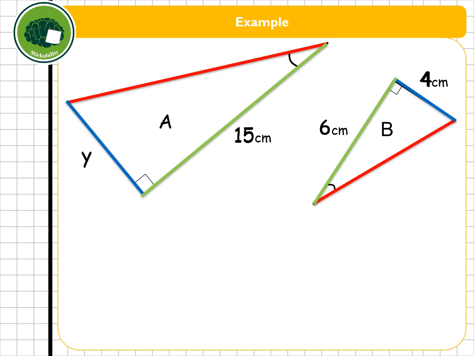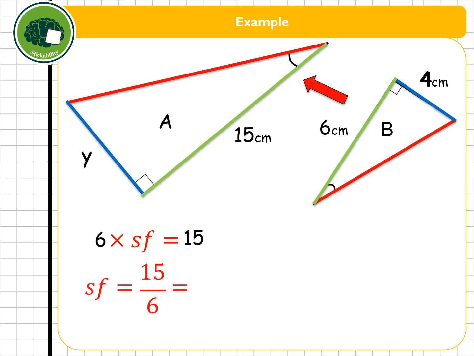This time, my missing side is on triangle A. So I want a scale factor which takes me from B to A. Putting a similar process to the first example again here, that therefore means that 6 times my scale factor must give me an answer of 15. I can rearrange that, which gives me 15 over 6, which is 2.5.